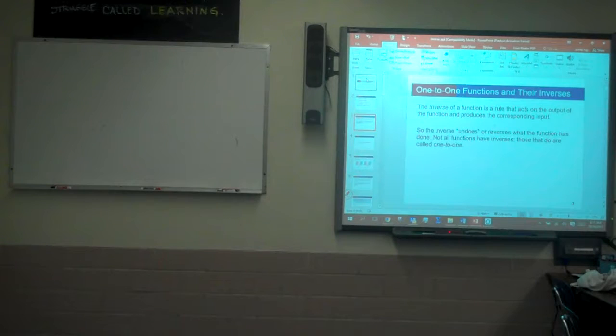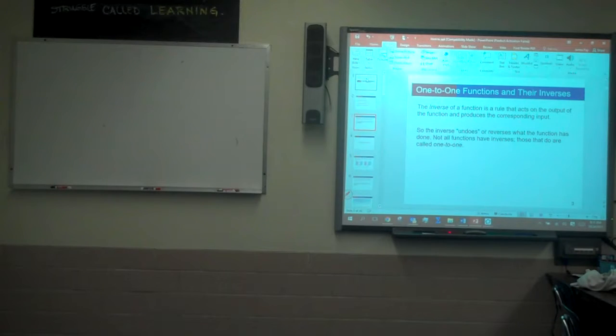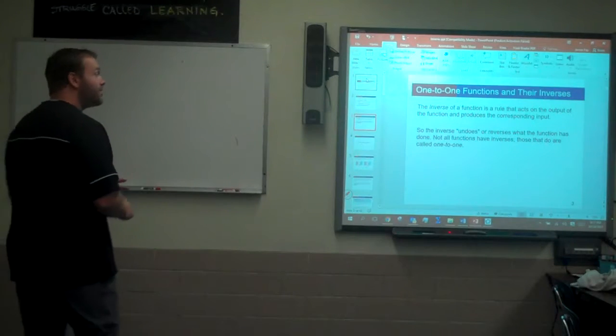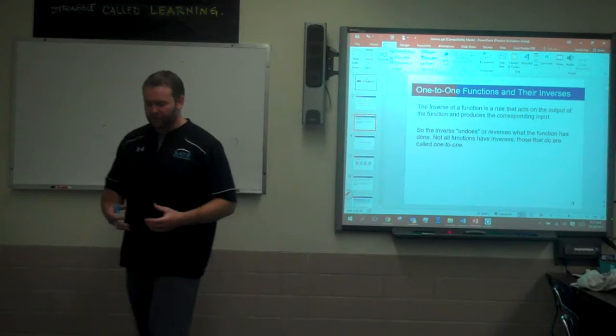It says the inverse of a function is a rule that undoes an original function. Okay, think about what you guys know operational-wise. Adding and subtracting, do they undo each other? Yeah. Multiplying and dividing, do they undo each other? Yeah. Okay. So inverses are the same concept, but they're functions.